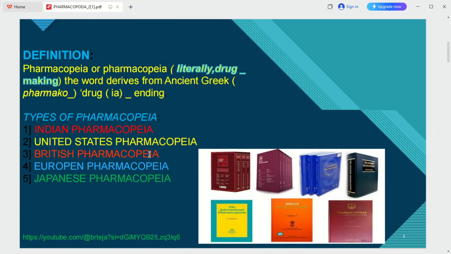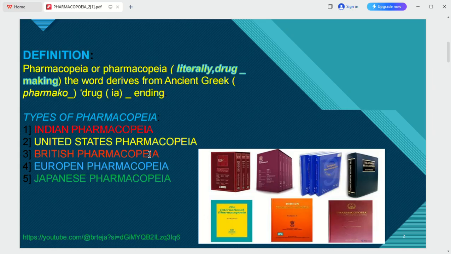In 1948, after independence, the Indian Pharmacopoeia Committee, called IPC, was constituted. What is the full form of IPC? Indian Pharmacopoeia Commission, constituted in 1948 after independence with the publication of the Indian Pharmacopoeia as its main function. Since then, various editions of the Indian Pharmacopoeia have been published. I will discuss the Indian Pharmacopoeia.